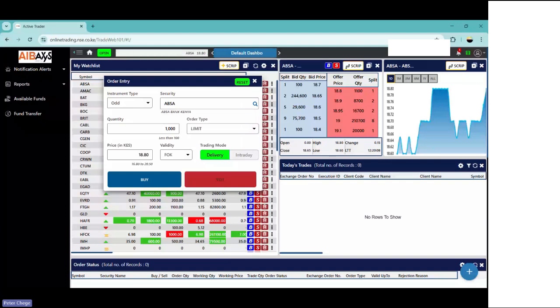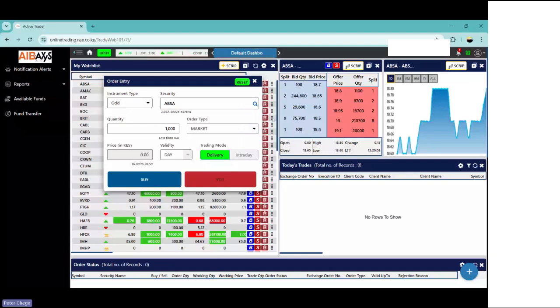Then we have order type. We have limit. Limit is where you put a price. Then you have market. Market is where you don't put the price, but you're telling the system, go into the market, get me the available shares. What does that mean? This order for 1,000 will come in and check the current supply and price. If it is able to fill my order, it will execute immediately.